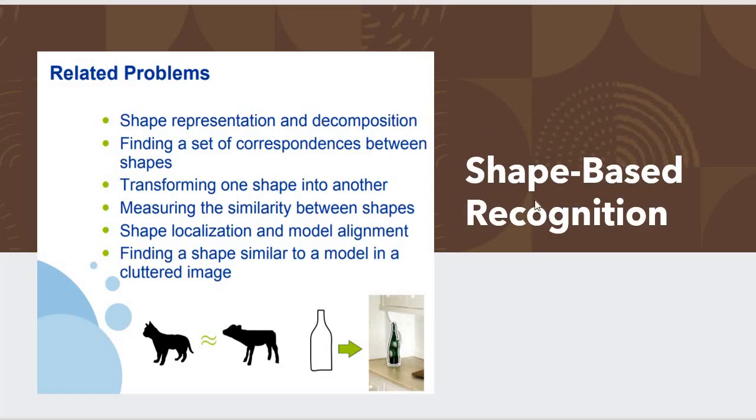For shape based recognition, the related problems are shape representation and decomposition, finding a set of correspondences between shapes, transforming one shape into another, measuring the similarities between shapes, shape localization and model alignment, for finding a shape similar to a model in a cluttered image. These are the problems that we are basically focusing on. These problems or objectives are there for shape based recognition.